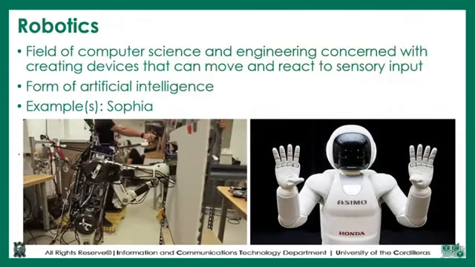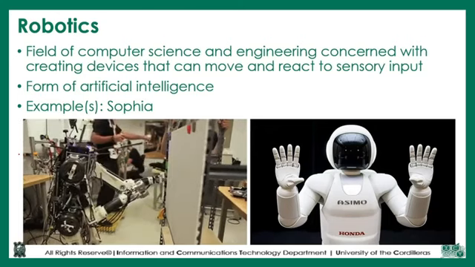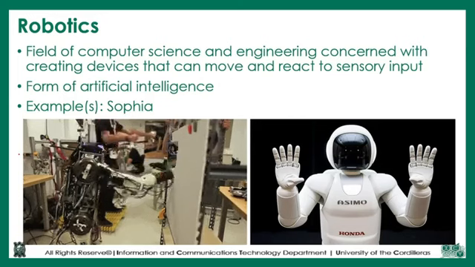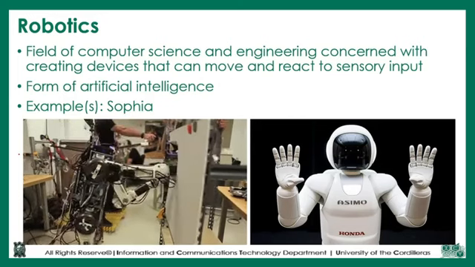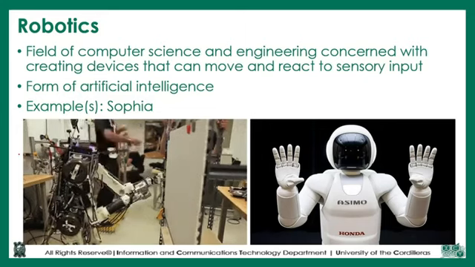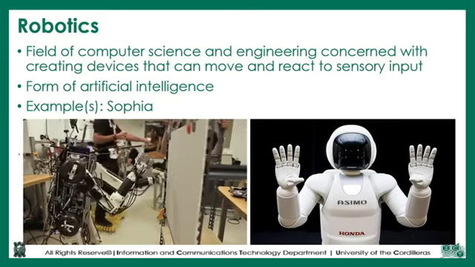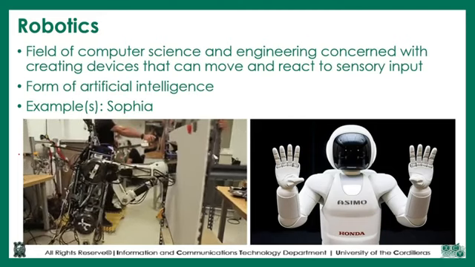We also have robotics. Robotics is a field under artificial intelligence, so this is focused more on creating a device that can move and react to sensory input. Examples are what we see on the bottom left. As you can see, this is a robot that's being controlled by a person who is moving their arms, and as they move their arm, the robot will respond accordingly.